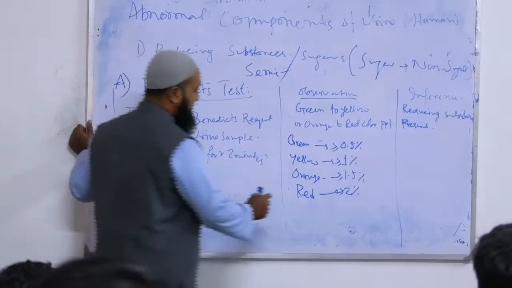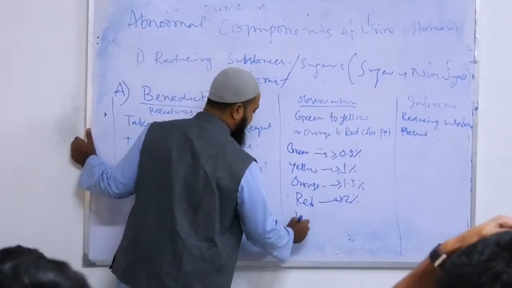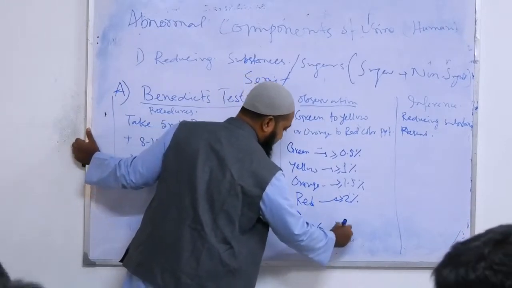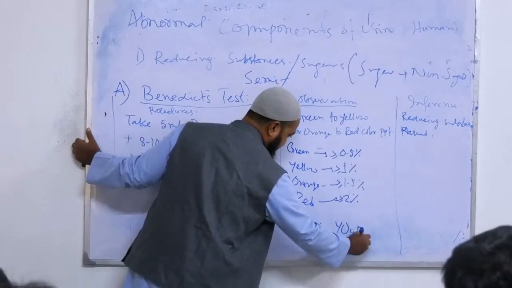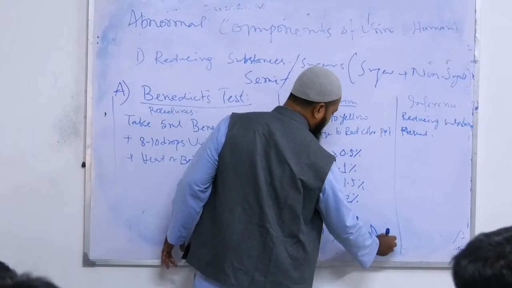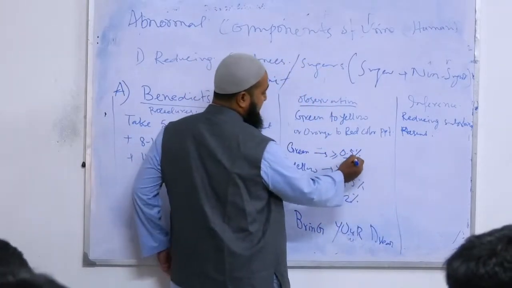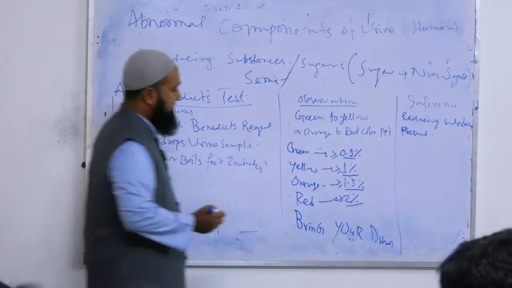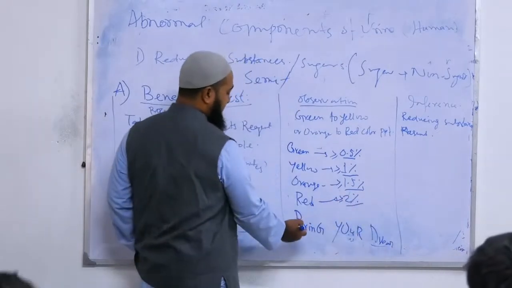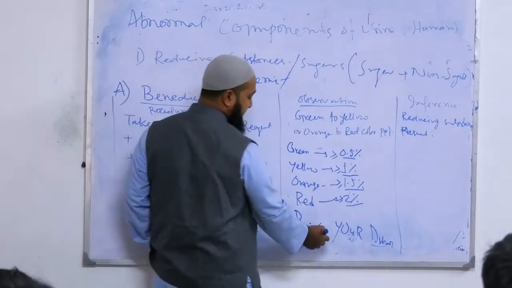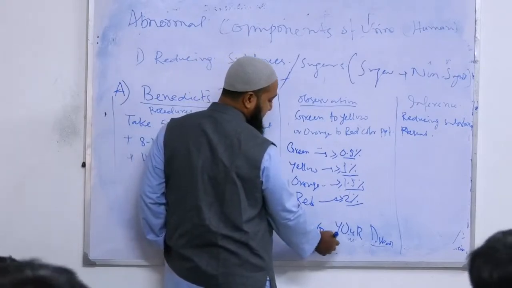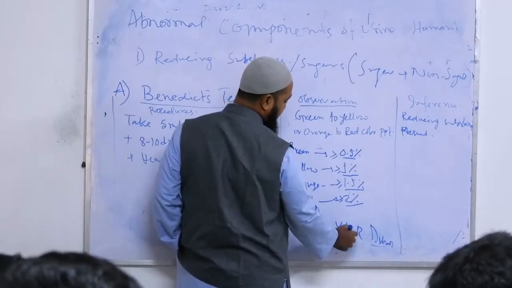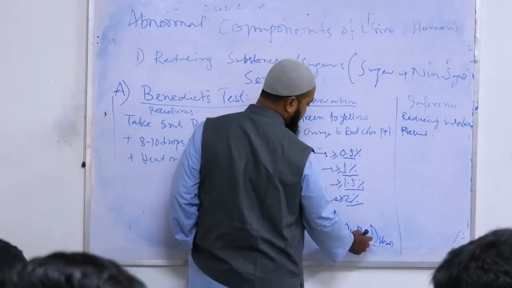A mnemonic: Bring Your Dream. B for Benedict, blue 0%, green 0.5%, Y yellow 1%, orange O 1.5%, or red at 2%.